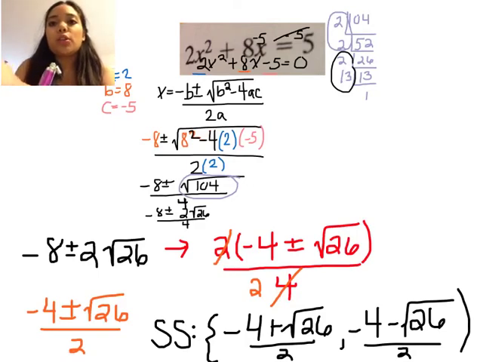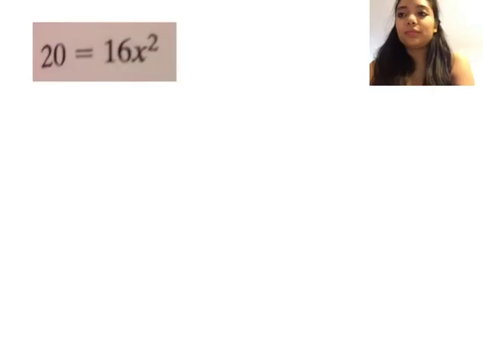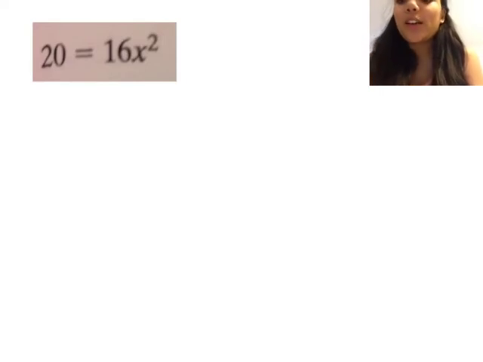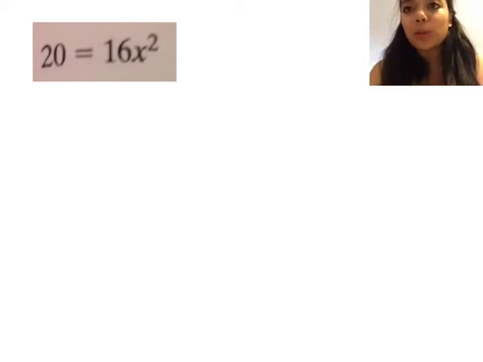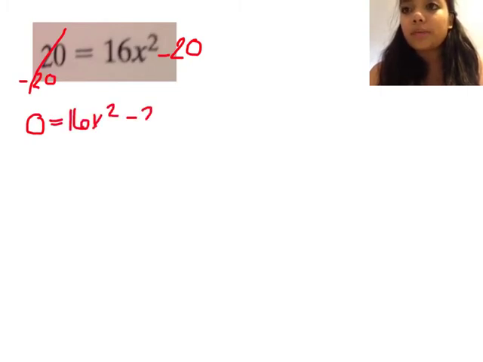I'm going to show you another one. Alright, 20 equals 16x squared. So what I'm going to do now is I'm going to make 0 on one side. So that means that I'm going to subtract 20 from both sides because I want to keep my a positive. So how this will read is 0 equals 16x squared minus 20.